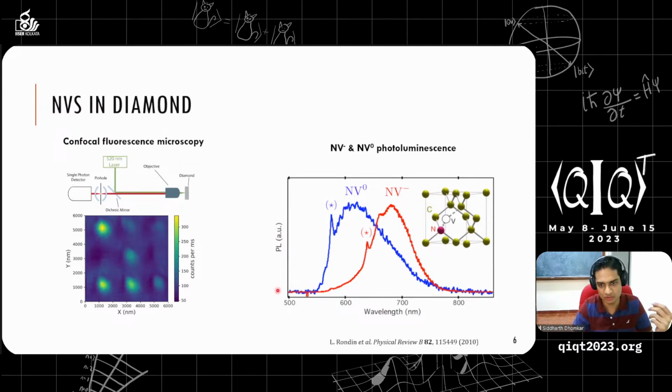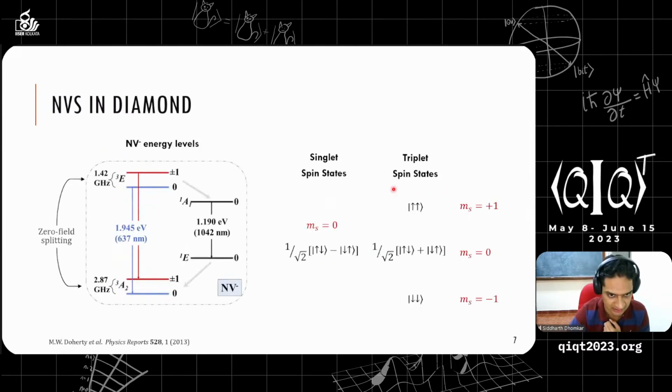But if I send those photons to a spectrometer, then what I get is something more complex. I don't get a single peak or anything like that. I get something that is made out of two peaks, and these two peaks are related to two different charge states. One charge state is the neutral charge state, and another charge state is where this defect has trapped an extra electron. Okay, so now we are going to focus mostly on this negatively charged nitrogen vacancy center.